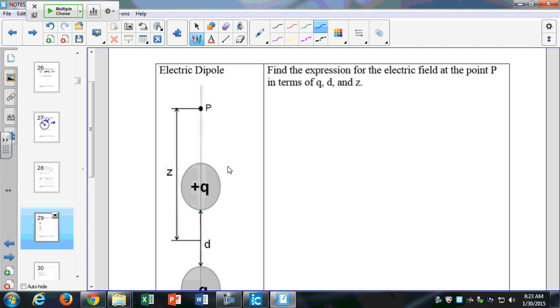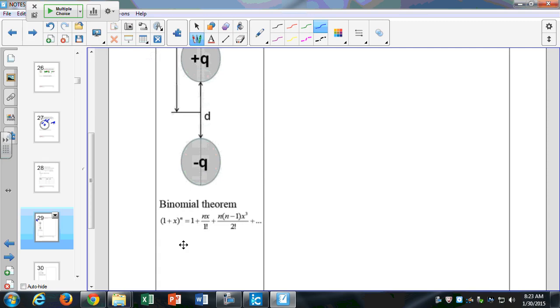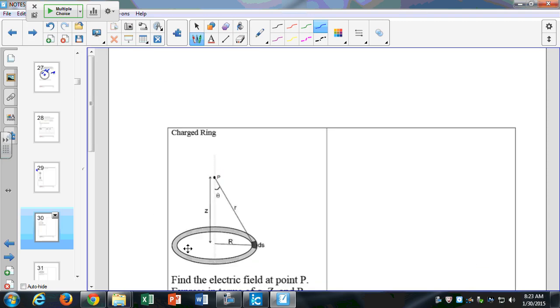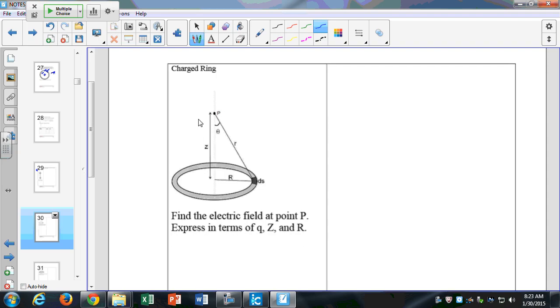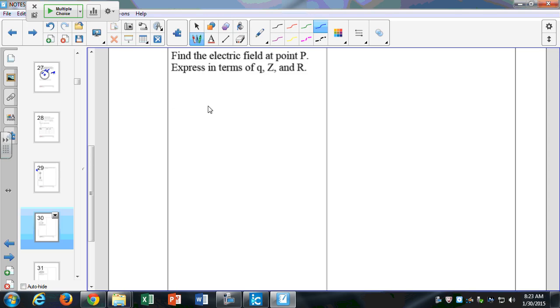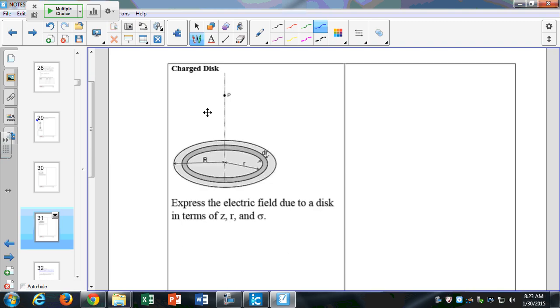We're not going to do the dipole. If you choose to do the dipole, a little hint is you'll need the binomial theorem. Yeah, it's in the book. So you'll need the binomial theorem. Oh yeah, there it is right there. We're not going to do that one in class. We're going to do the charged ring in class. Okay? So you can either do the dipole or you can do the charged disk.